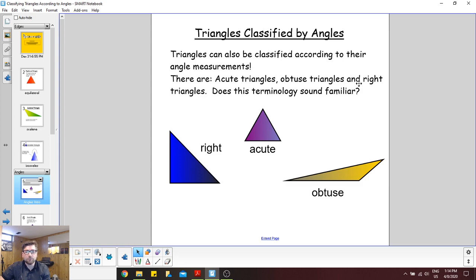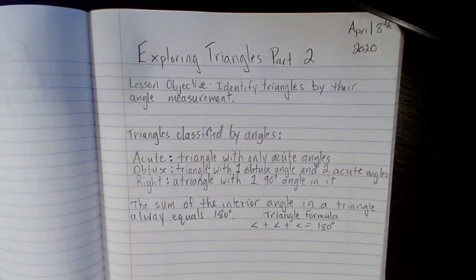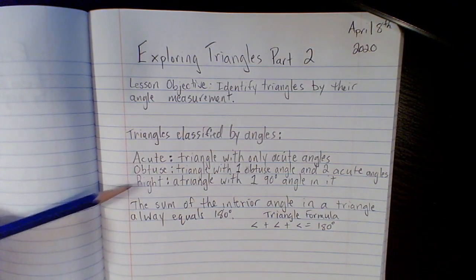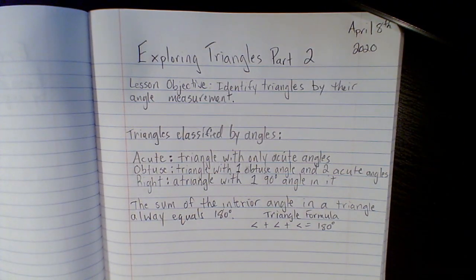So what I'll get you to do is put in your notes acute, obtuse, and right, and then we will define them. It might look something like this. Acute, obtuse, then right, and then we will define them.